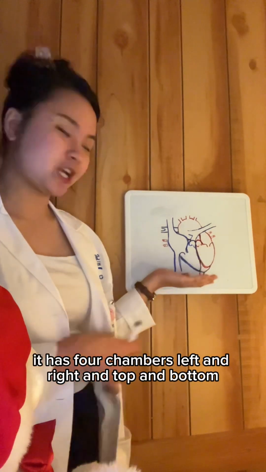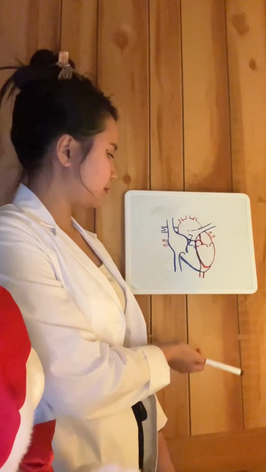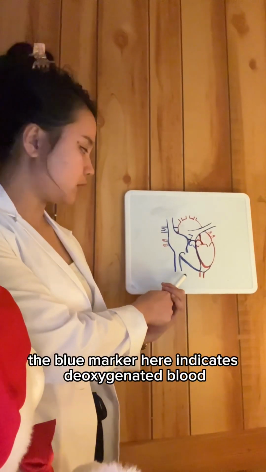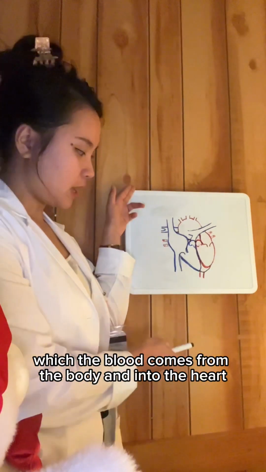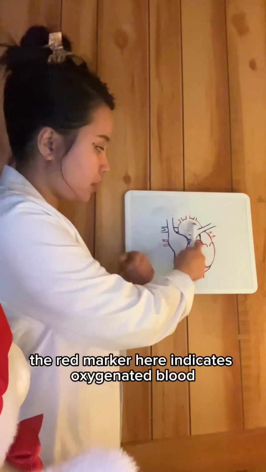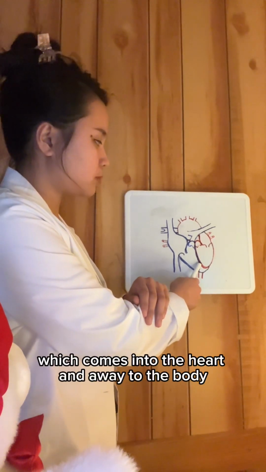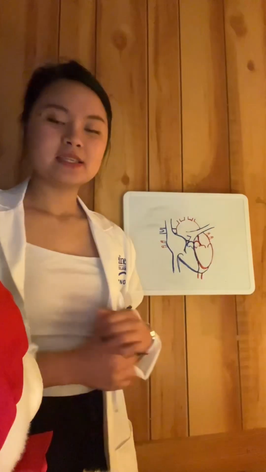It has 4 chambers, left and right and top and bottom. The blue marker here indicates deoxygenated blood, which comes from the body and into the heart. The red marker here indicates oxygenated blood, which comes into the heart and away to the body.